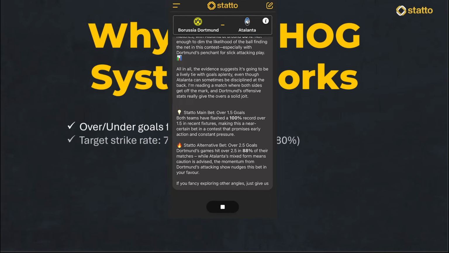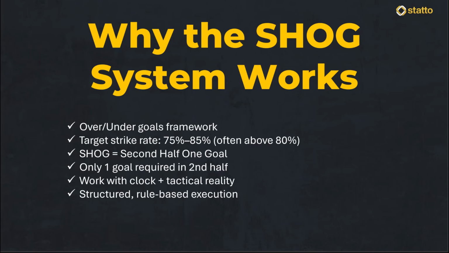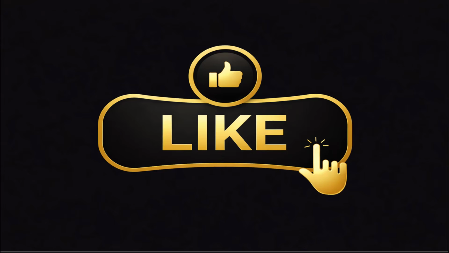I really hope this deep dive into the SHOG system has shown you that second half success is about isolating continuation events rather than guessing final scores. When you stop chasing the comeback and start following a rule-based framework focused on attacking output and price discipline, the results will follow.